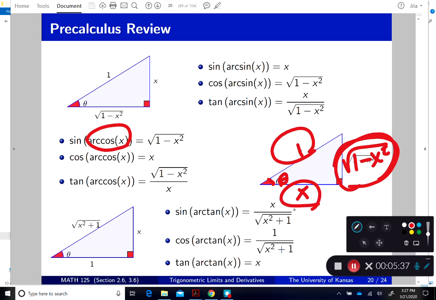The same thing works when you are discussing tan. When you're discussing tan, you're saying arctan of x is an angle theta such that tangent of theta is x, that is, x over 1. Then you find the other side, and you use that to find sine of theta. Here again, theta is here, with sine of theta, cosine of theta, and tan of theta.